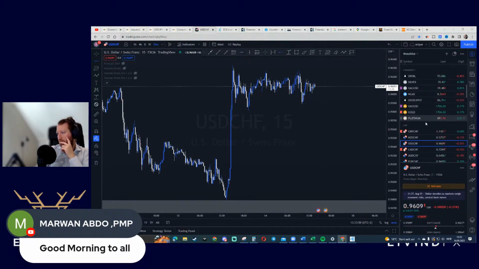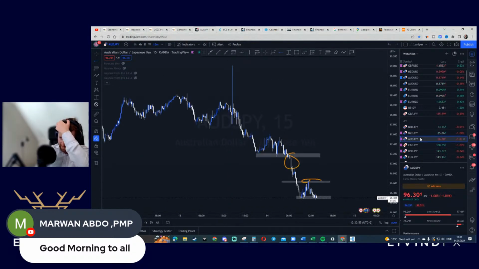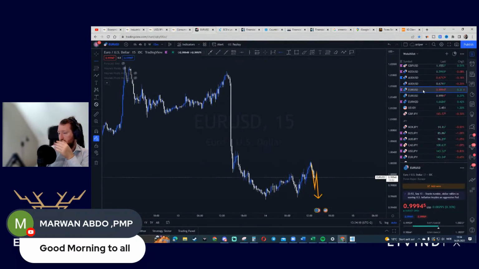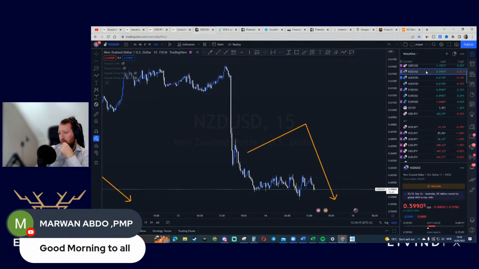You're alive? Good. Looking for sells on Aussie yen, New Zealand yen. Just waiting for it to break the lows, to be honest. And pound yen, yeah, that's gone. But euro dollar, sorry, looking to short it. Australian dollar, looking to short it. New Zealand, yeah, maybe soon. I'm expecting an aggressive downtrend when New York opens.